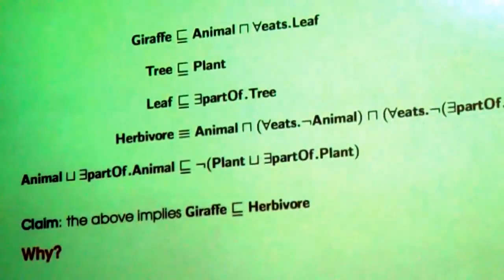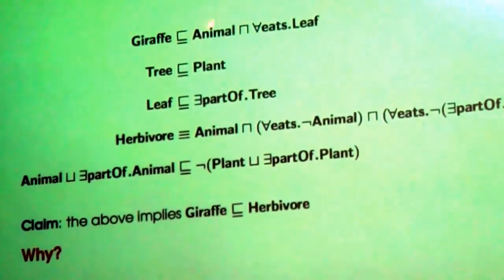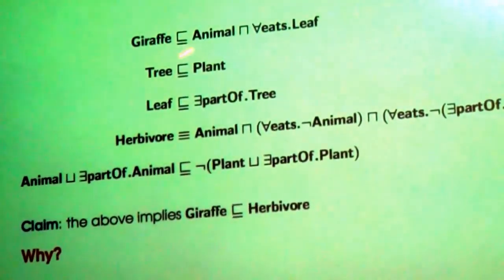So let's take another example here. So here I have something a little bit more complicated. Okay, so this is a bit as before. Giraffes are animals that only eat leaves. Trees are plants, okay. Leaves are parts of trees. And now I have a bit more complex definition. I decided to write it in another way. So now I say that herbivores are animals that only eat things that are not animals.